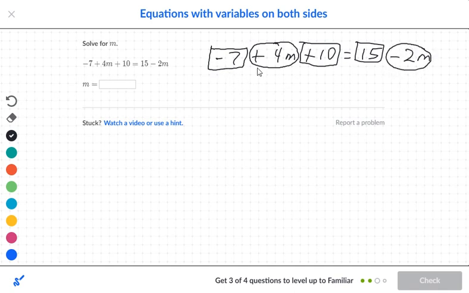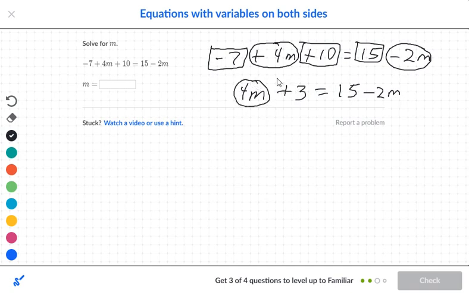Now, on this right here, before we start moving boxes around, notice you have two boxes on the same side. You have a negative 7 and a positive 10. Well, you can actually bring those together. So you can say 4m, since a negative 7 plus 10 is going to turn into a positive 3. So now go ahead and write everything else down: 15 and a minus 2m.